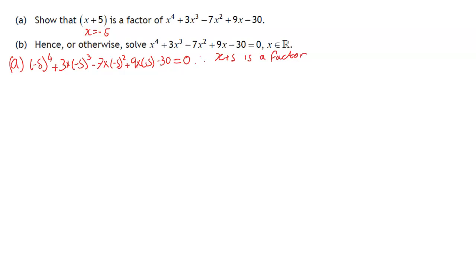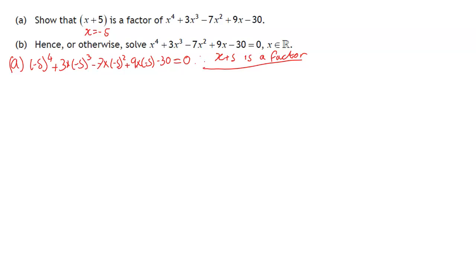And just to be clear, this communication here at the end is vital. You can't just leave it as -5 to the 4 plus 3 times -5 cubed, take away 7 times -5 squared plus 9 times -5, take away 30 equals 0. You've got to tell them what that means. You've got to say to them, this is a factor.